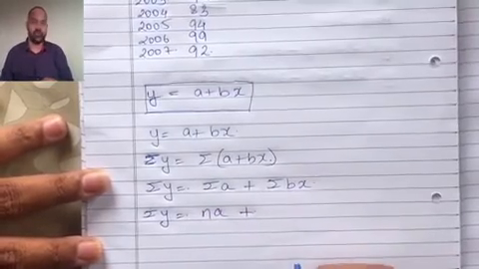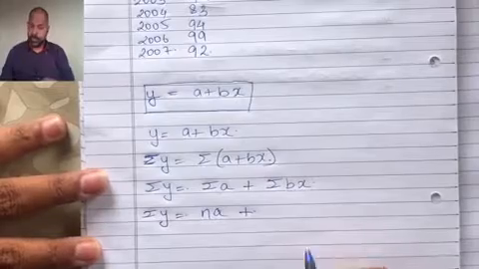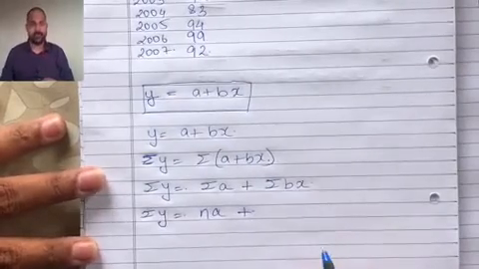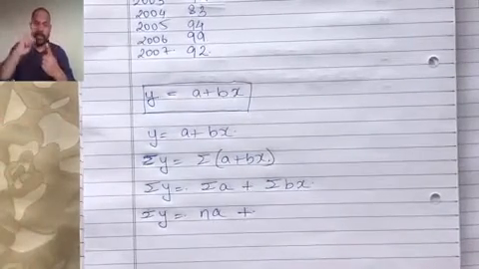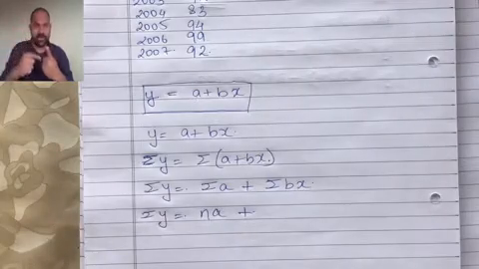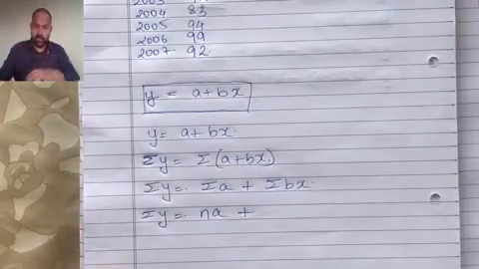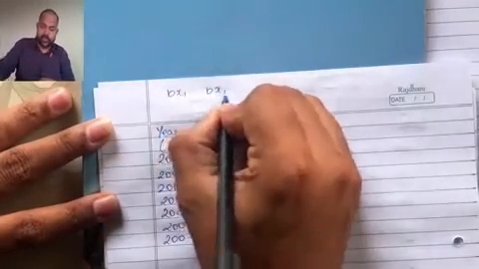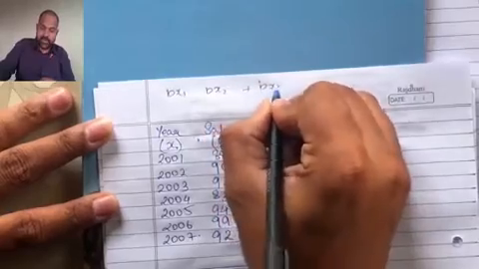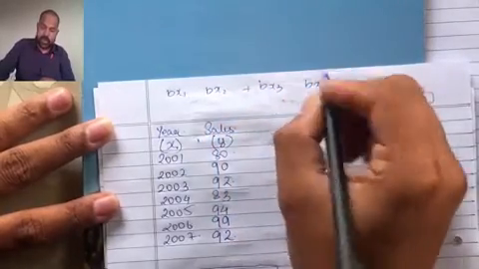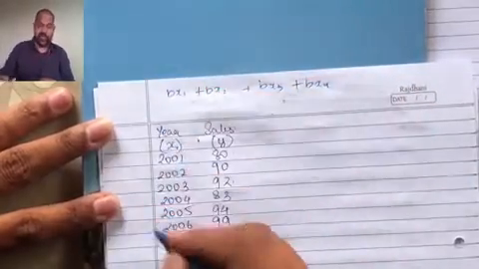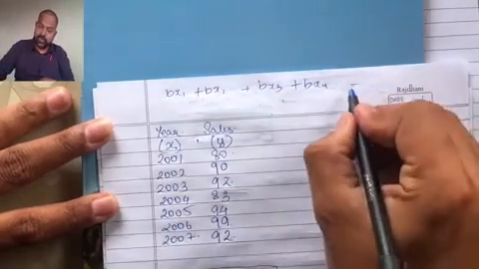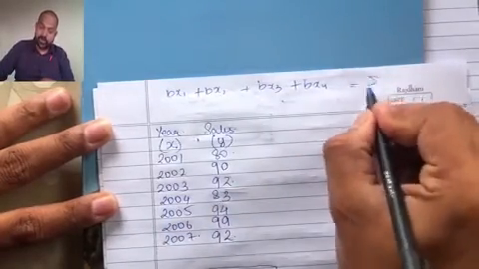So this will become NA. Constant values do not follow summations. Now this is BX. You know what that means? The value B is multiplied by every value of X and then I add it. So let me write this here. It is going to be B into X1, then B into X2, then B into X3, then B into X4, and I am going to add all these values. That is what it means by summation of BX.